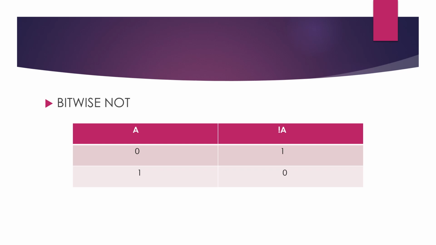Next, the bitwise NOT operator. It is just like the logical NOT operation. It will be the reverse of its input, that is 0 will be evaluated as 1 and 1 will be 0. The output will be the reverse of the input, and we can also call it the complement of its input.